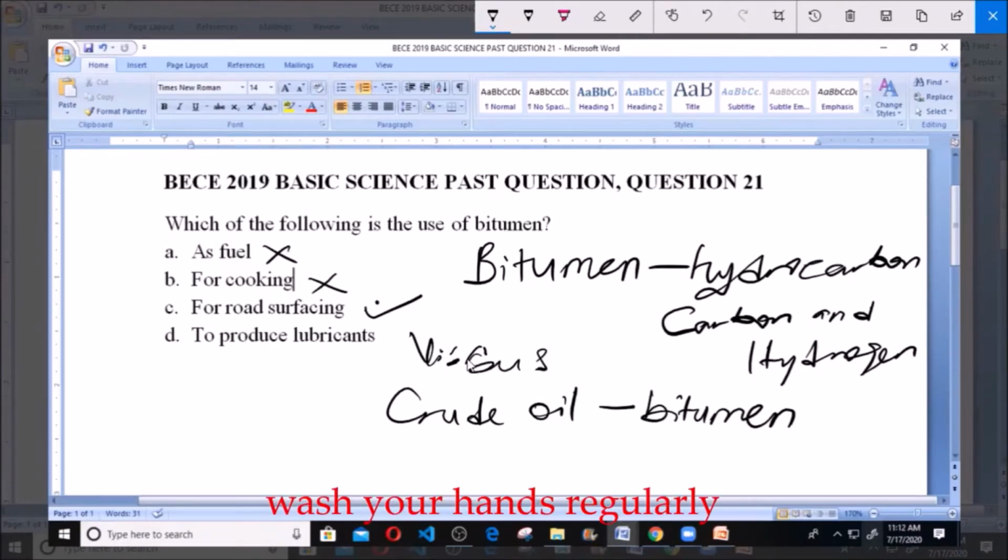So from this, you see that our answer is C, for road surfacing. Bitumen is used for road surfacing. C is our answer.